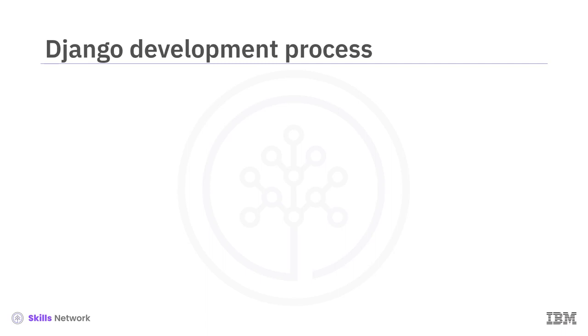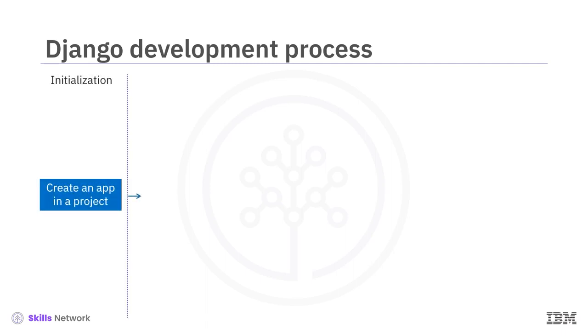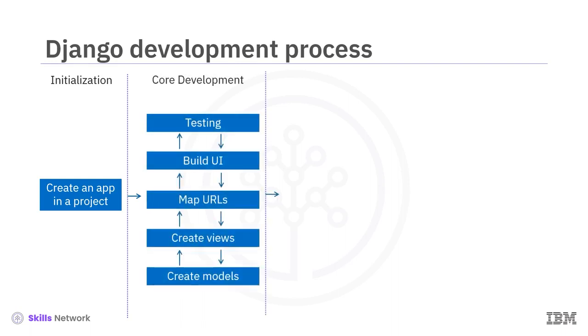The order of these steps may vary. First, we create a Django project, which is a container for Django apps and settings. Then we create and add one or more Django apps to the project. In core development, we create Django models to model the data and create views to determine which data needs to be presented to the UI. We also map the request URLs to our views so Django can forward requests to corresponding views via URLs.